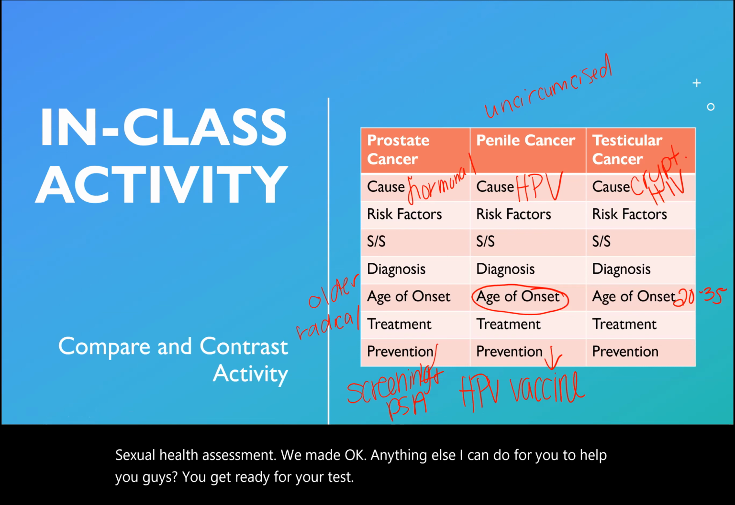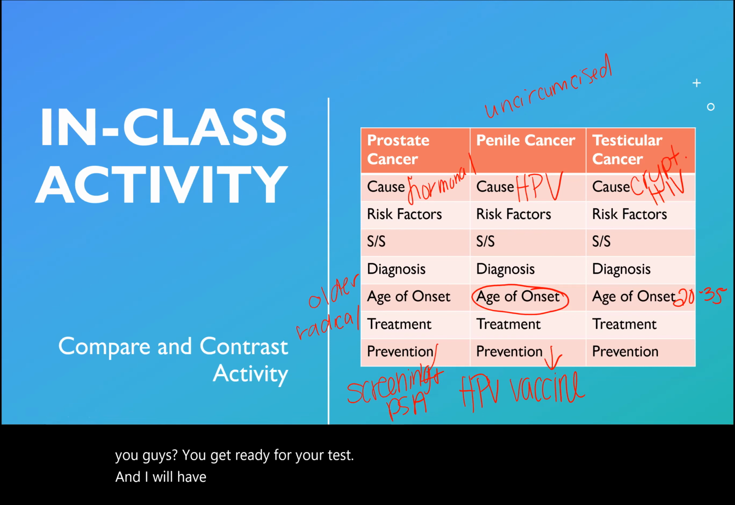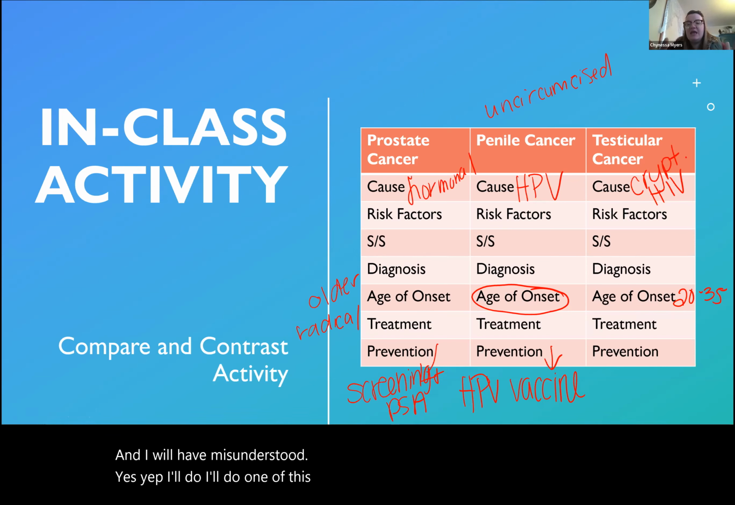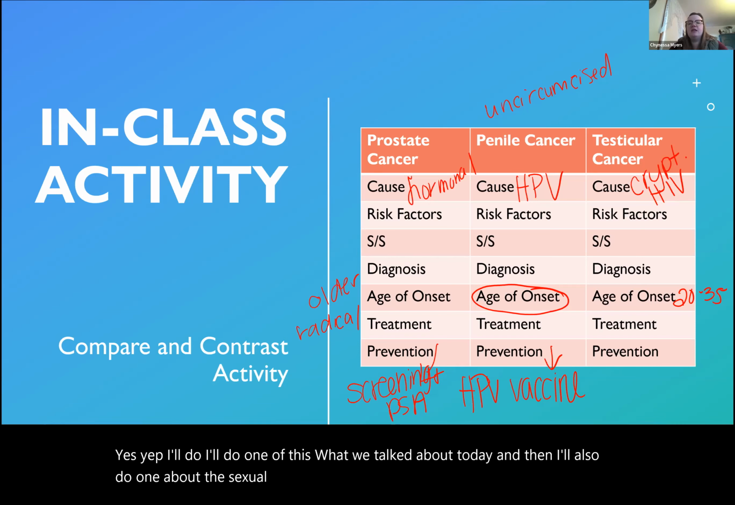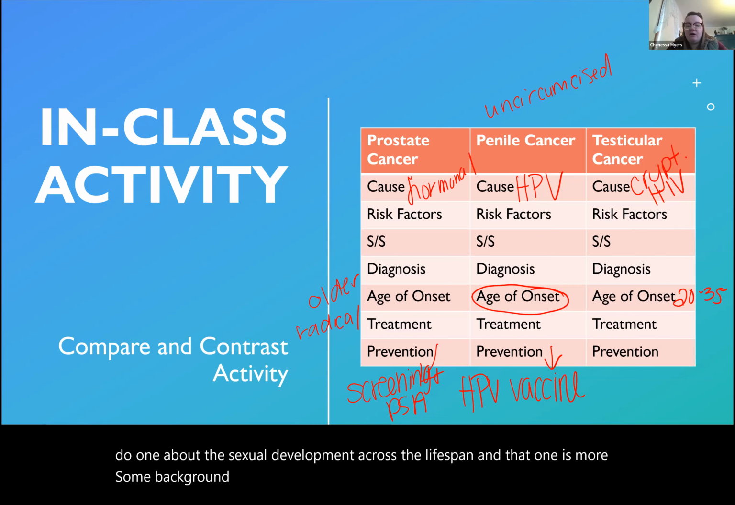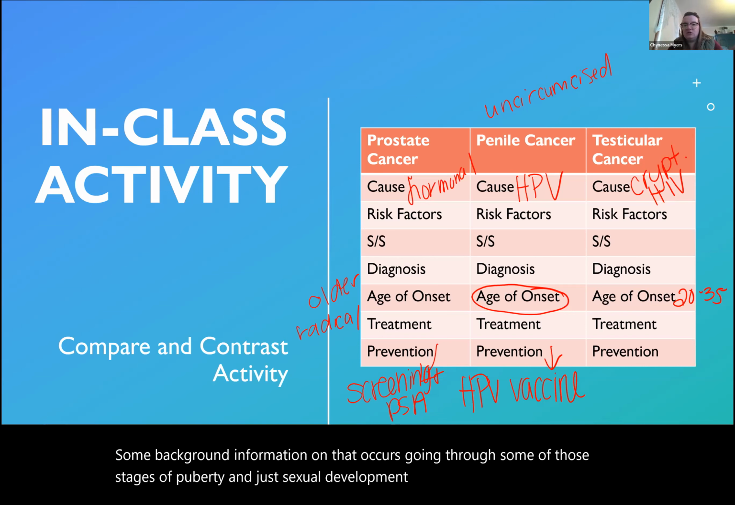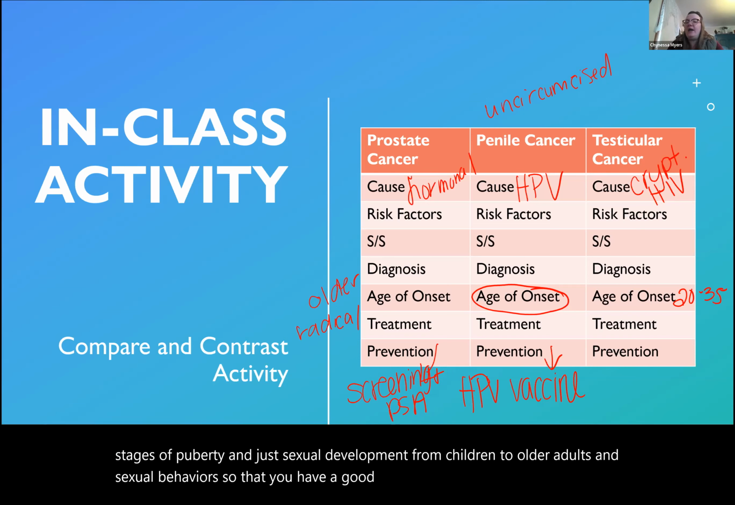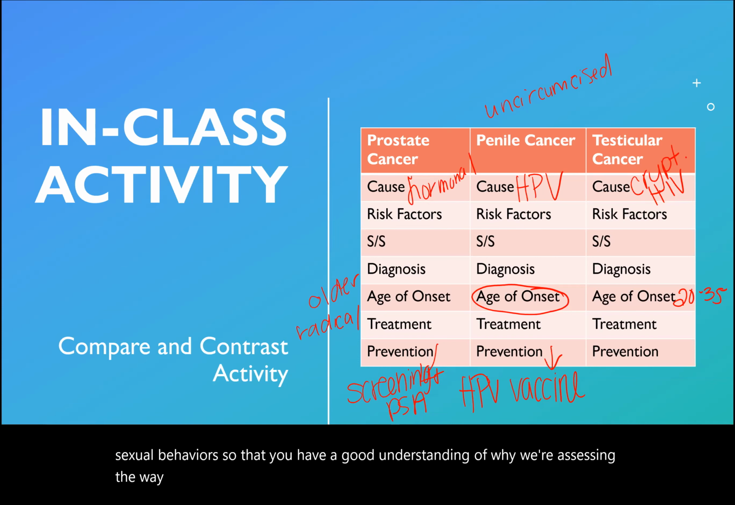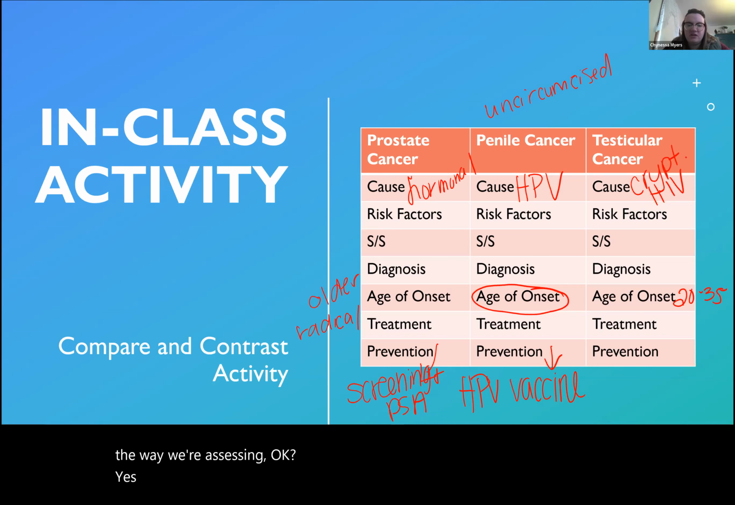I don't know if I misunderstood you yesterday, but were you going to upload a YouTube video? Yes. Okay, I'll do one of what we talked about today. And then I'll also do one about sexual development across the lifespan. That one is more background information on how that occurs, going through the stages of puberty and sexual development from children to older adults and sexual behaviors, so that you have a good understanding of why we're assessing the way we're assessing. Okay, and that's the one we have to watch before the test, right? Yes. And it won't be very long at all.